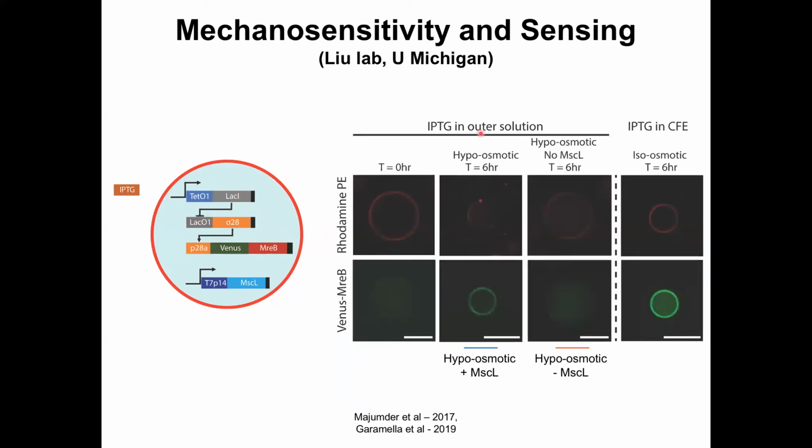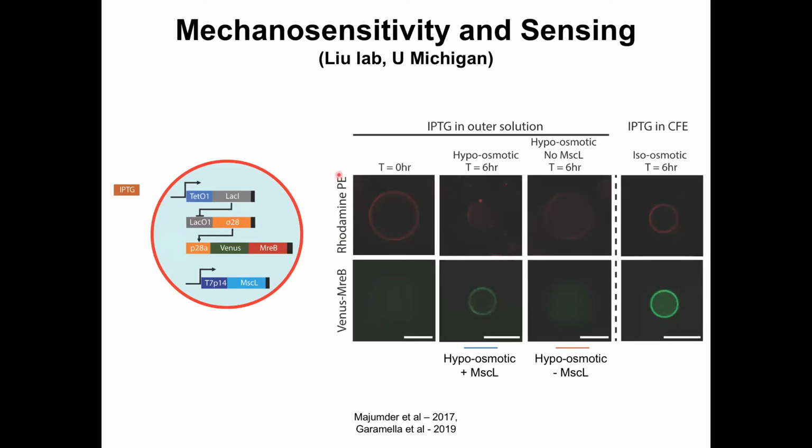And what we do, we put IPTG outside, and we apply a tension. We do a plus-minus tension to see if MSCL opens correctly, the IPTG leaks inside. We open that switch and express this cytoskeletal protein. Here it is.